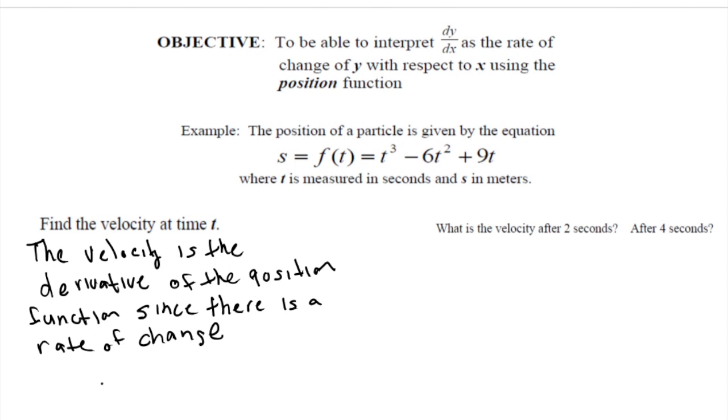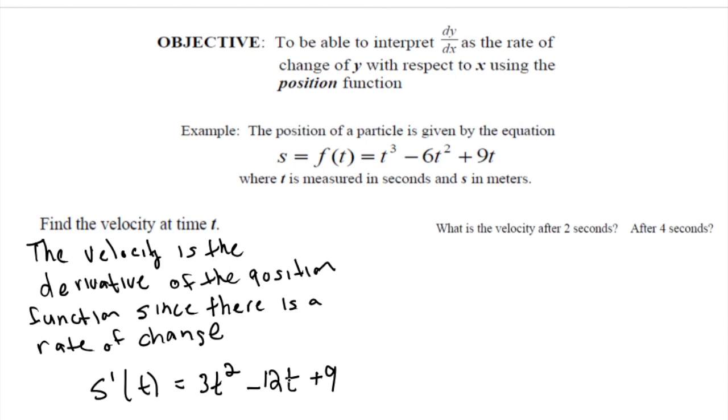Let's figure out the derivative of our function up here. I'm going to use the power rule here. This is going to be 3t squared minus 12t plus 9. Here's the derivative we're going to need to use to figure out the velocity.